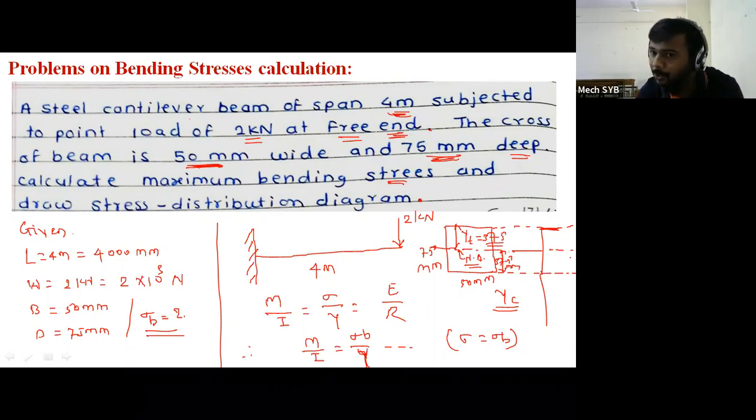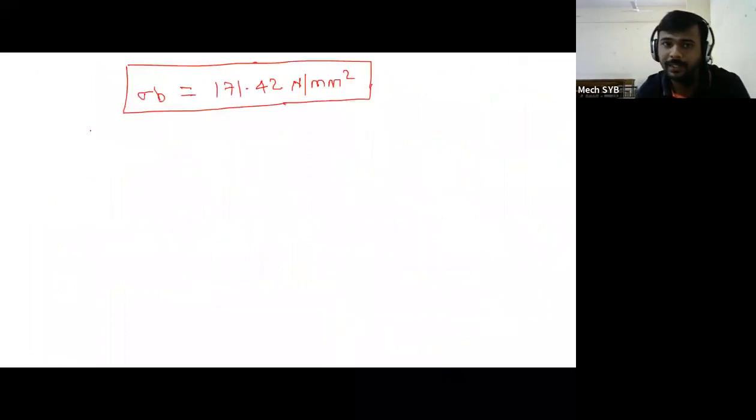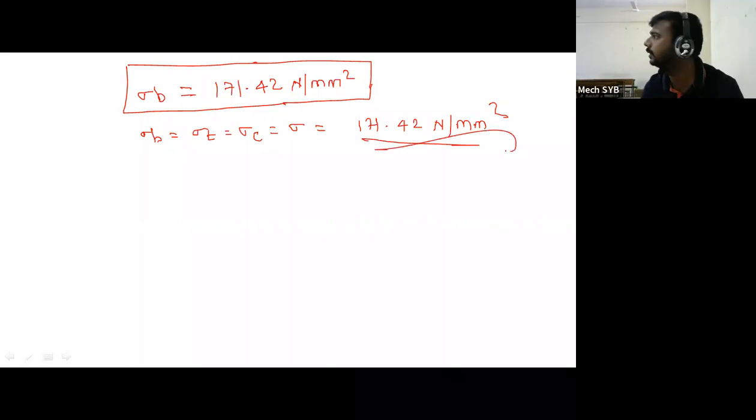They will be different. But here your section is symmetrical about the x axis, therefore your YC is equal to YT is equal to Y is equal to Y bar. Therefore, your sigma B is equal to sigma T is equal to sigma C is equal to sigma, which is 171.42 Newton per mm square. Understood? Why are YT and YC the same? Because the section is symmetrical, your YT and YC are the same. That's why your sigma T value and sigma C value are also the same.